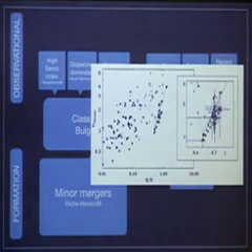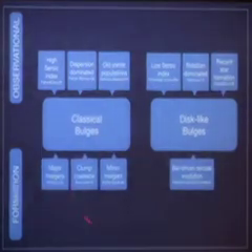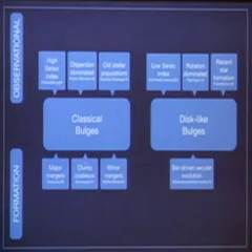What do you mean by minor mergers? Minor mergers are usually with a mass ratio of 1 to 4. Yeah, larger than 1 to 4, 1 to 6, 1 to 7. Okay.